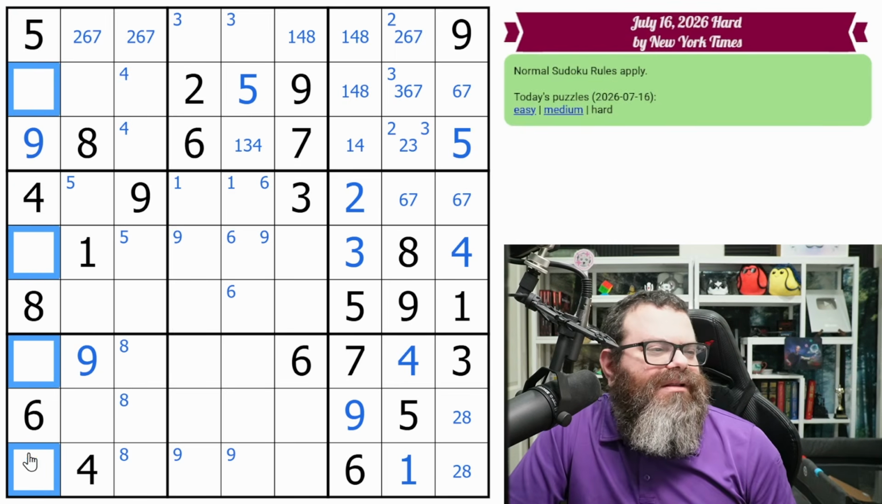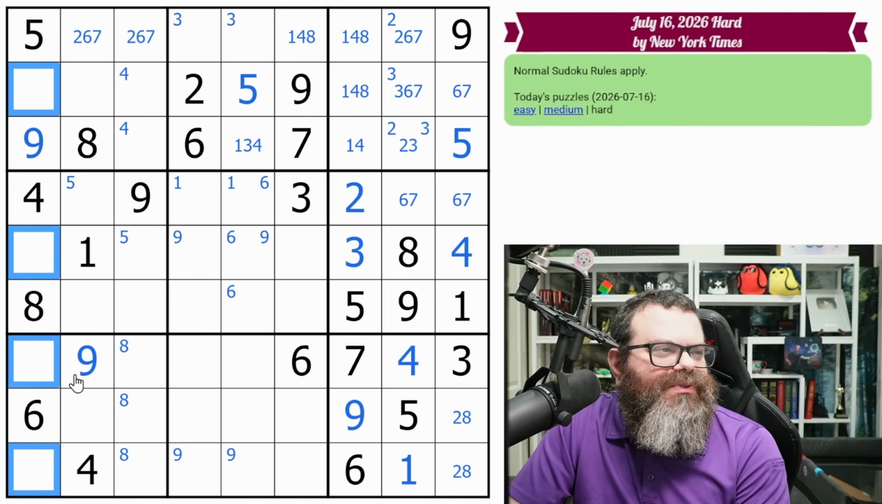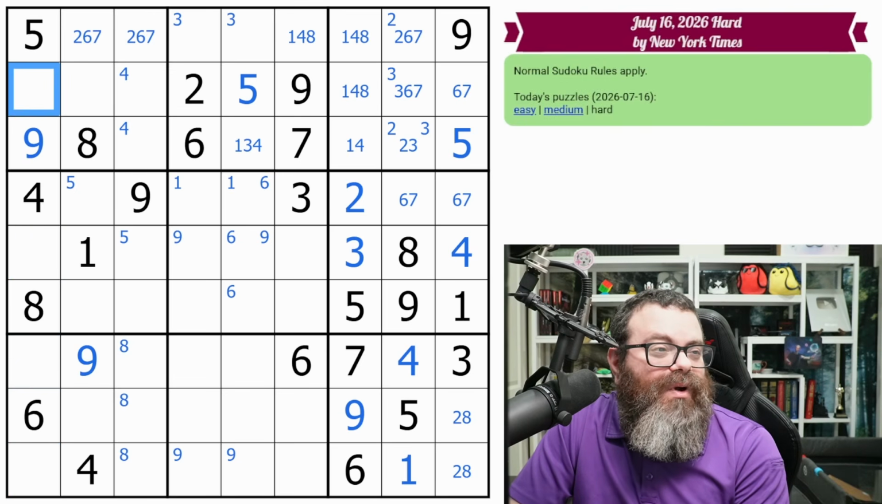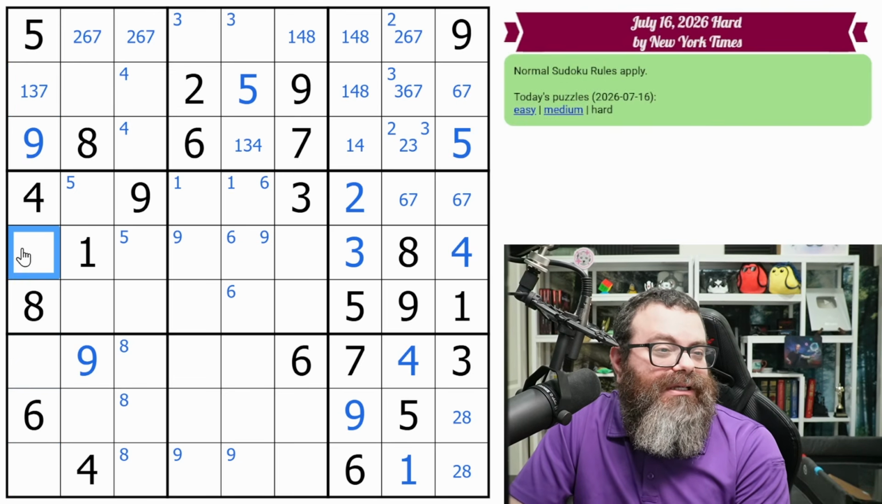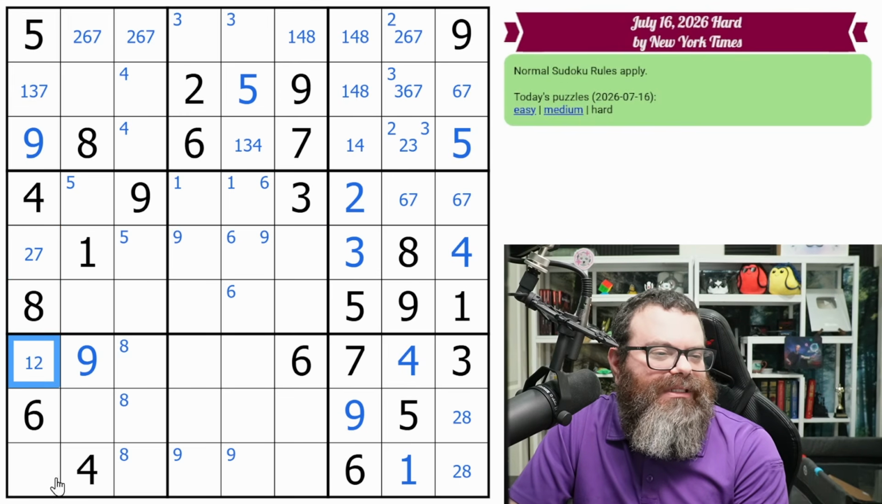What if I look at this column? We need a 1, 2, 3, 7. So this is 1, 3, 7. This isn't 1, 3, so this is 2, 7. This isn't 3, 7, so this is 1, 2. And this is 2, 3, 7. It's not a 1. Huh.